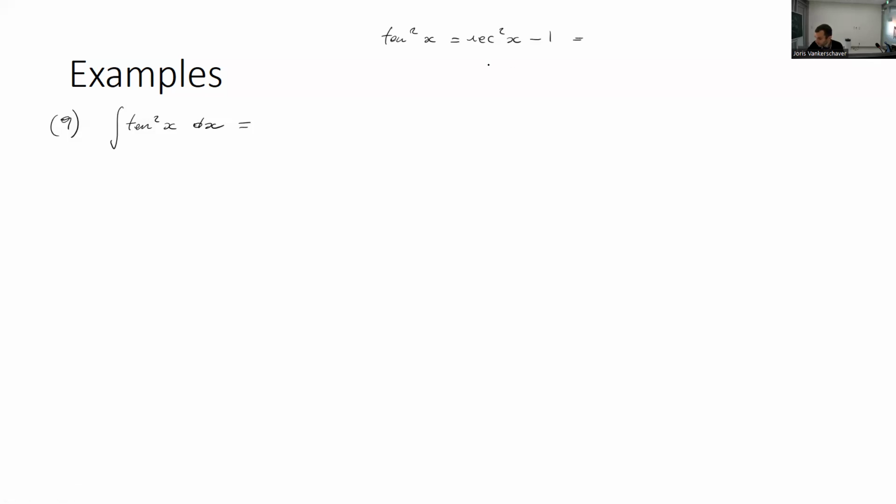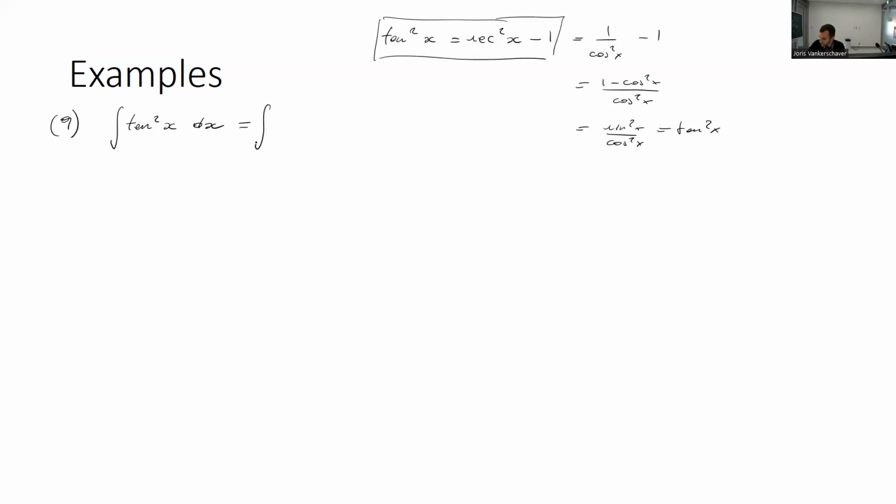So why is that true? Well, secant squared is 1 over cosine squared, minus 1. So we get 1 minus cosine squared x over cosine squared x. So we get sine squared divided by cosine squared, which is, of course, tan squared of x. Okay, so let's use this formula and let's plug it in and see if that gives us anything.